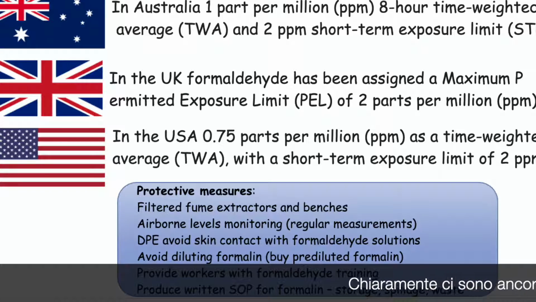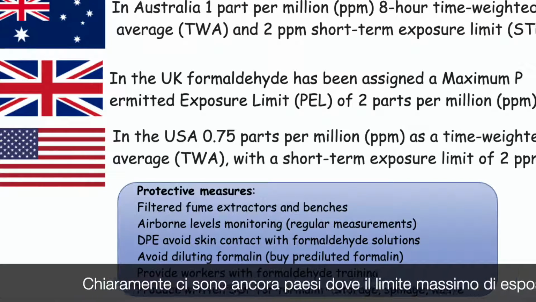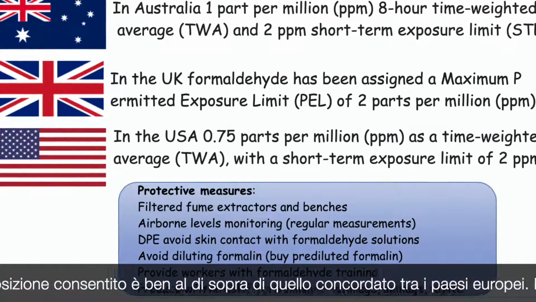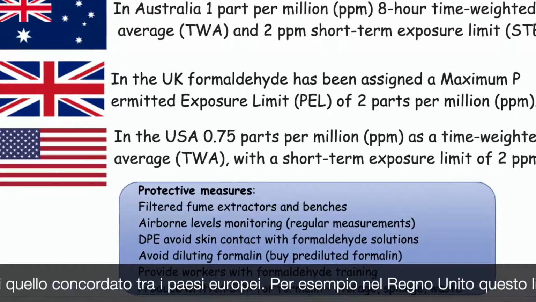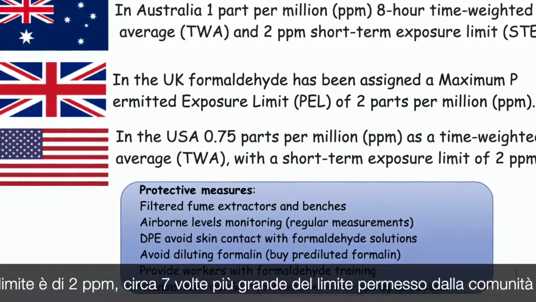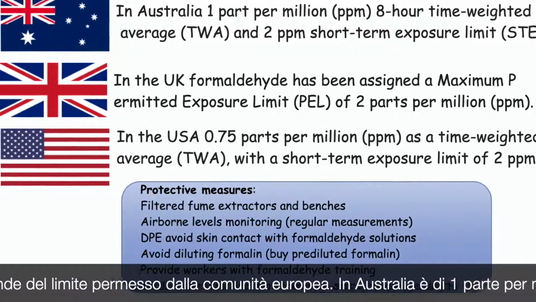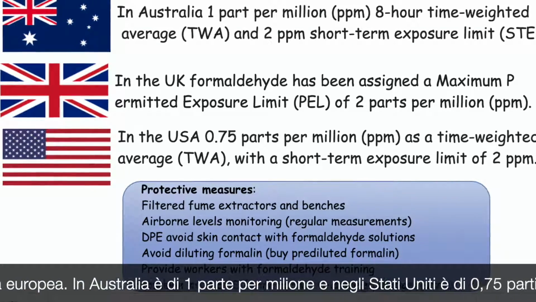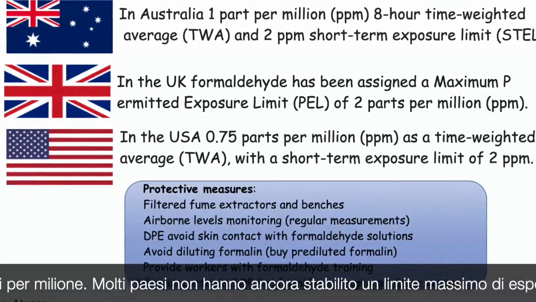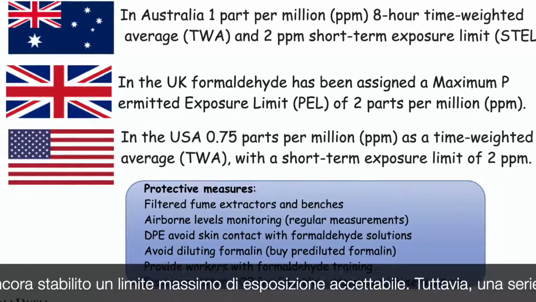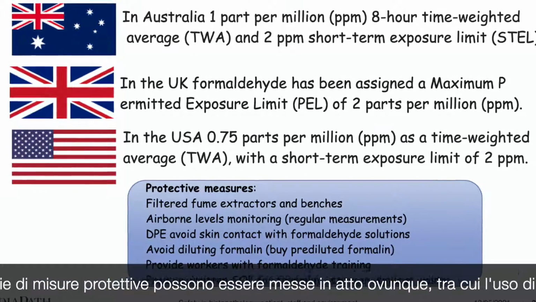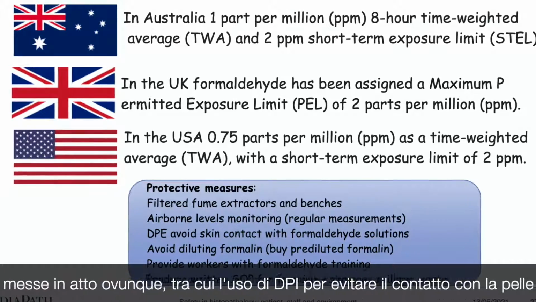Clearly, there are still places where the maximum permitted exposure limit is well above that agreed between the European countries. For example, in the UK, this limit is 2 parts per million, approximately 7 times greater than the limit stated by the European Community. In Australia, it is 1 part per million, and in the USA, it is 0.75 parts per million. Many countries still haven't got any stated maximum acceptable exposure limit.